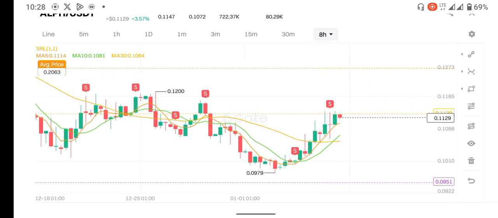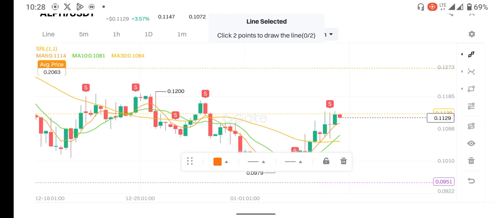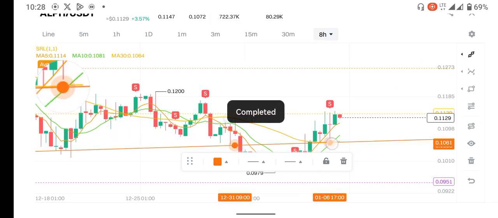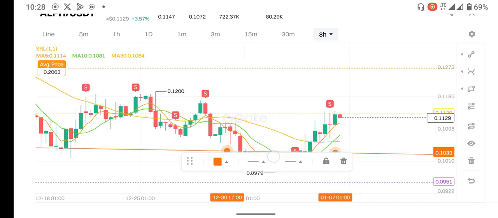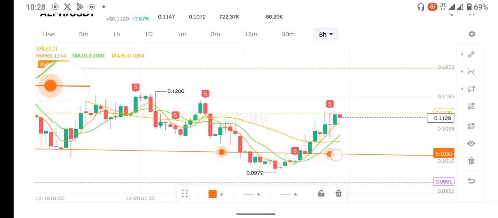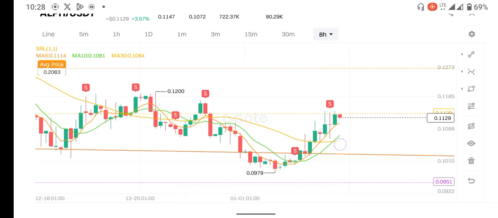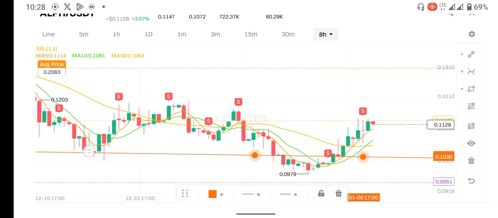Let me just draw this line here. Let me draw this here. So this resistance point was broken. I always draw this with my mouse, but I'm making use of a touch screen now. But anyway, let's just work with this. We can see how it was tested. This support was tested. This support became a resistance here, and it's still testing this particular point. Immediately it broke, this rally went upwards here to this 0.1129.